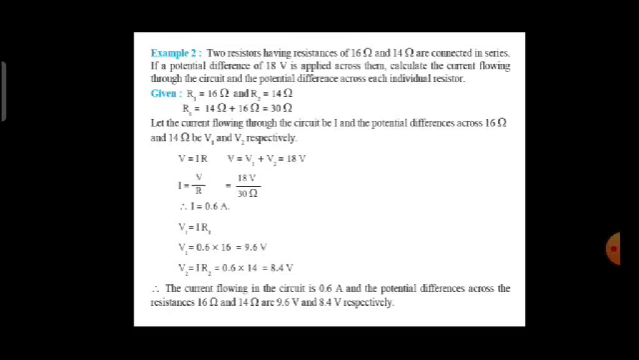Now current will be I. So value of V will be V1 plus V2. So it will be 18 volt, and R we have 30 ohm, so 18 divided by 30 is 0.6 ampere. And V1 is equal to I R1. So I we know is 0.6 and R1 is 16, so it will be 9.6 volt. V2 is I R2, which will be again 0.6 multiplied by 14, so it will be 8.4 volt.